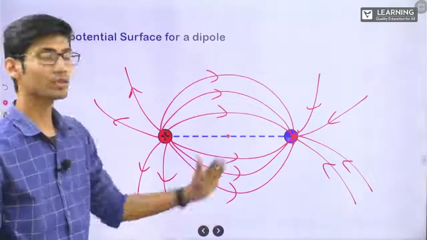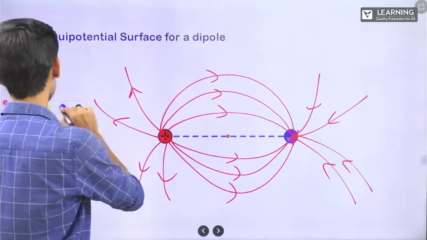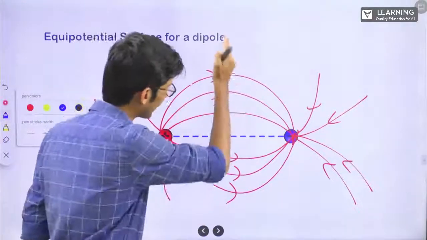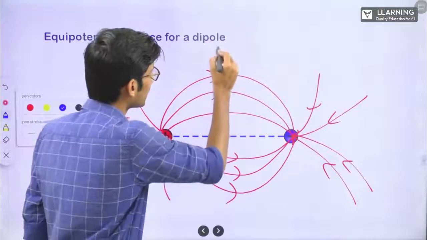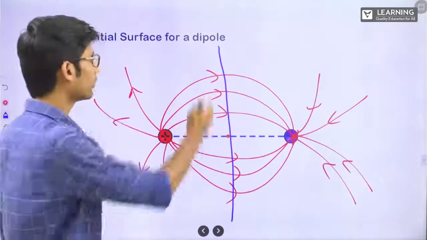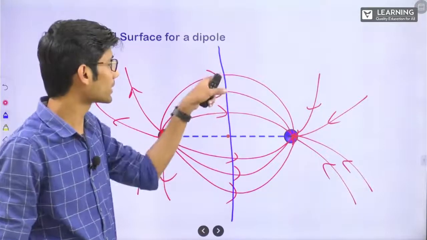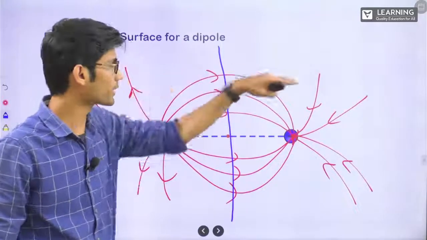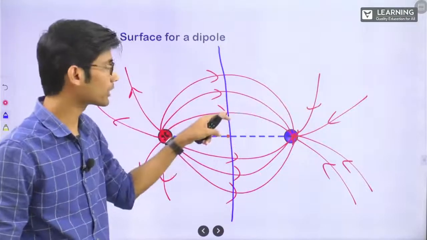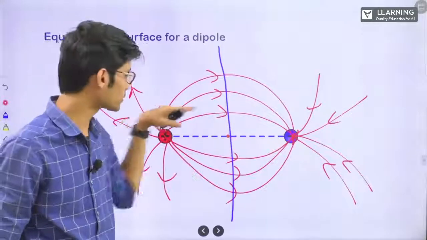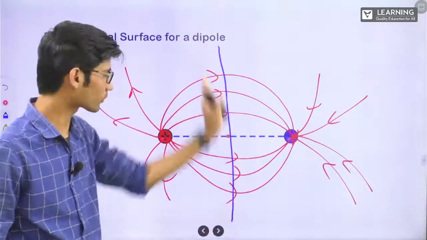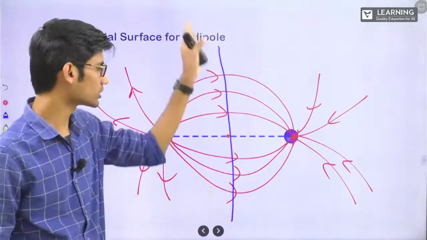Correct? Now see, if I want to make the equipotential surface at the center, it will be perpendicular to the electric field lines. How do we know that this is perpendicular? Simple, make a tangent at this point for this line. The tangent at this point will be straight, horizontal. At this point, the tangent on these electric field lines will be straight, horizontal. And a perpendicular line crossing all the horizontal tangents will be straight like this. This is the equipotential surface at the middle.